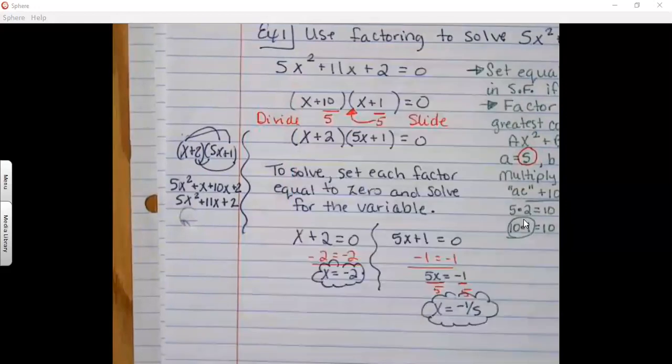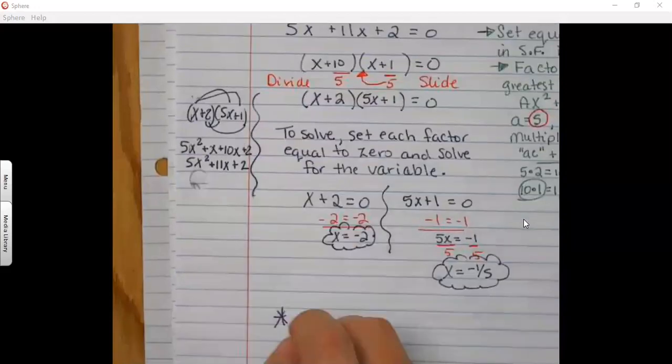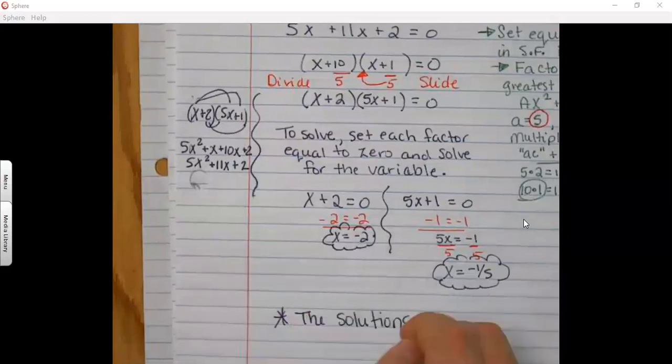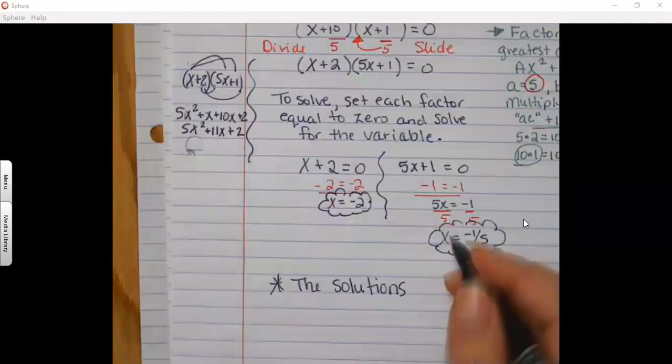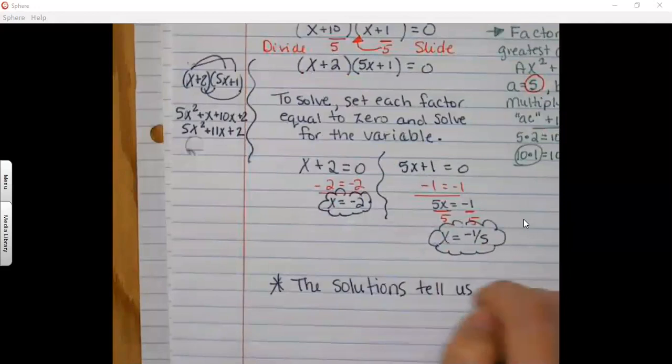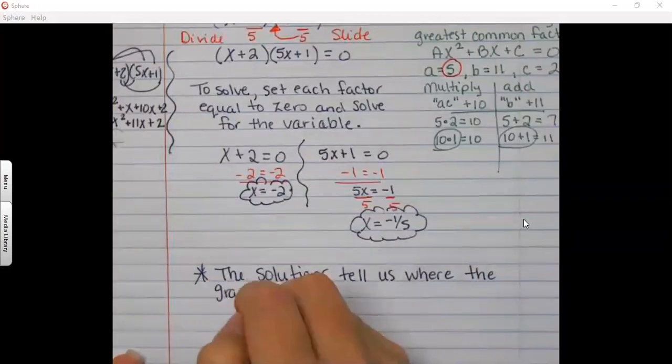So I just want to write that down. The solutions, because we're going to have to graph these down the road. Not today, but we're going to have to. The solutions tell us where the graph will cross the x-axis.